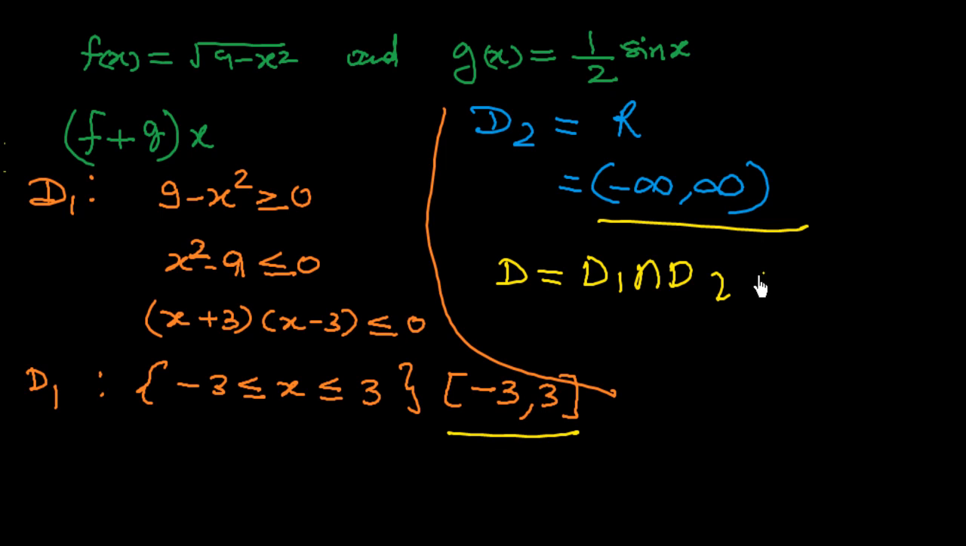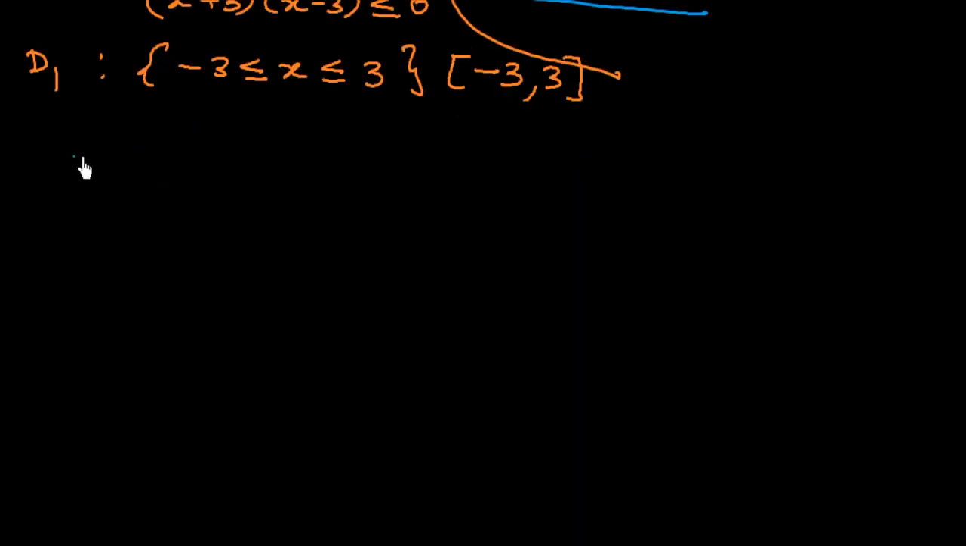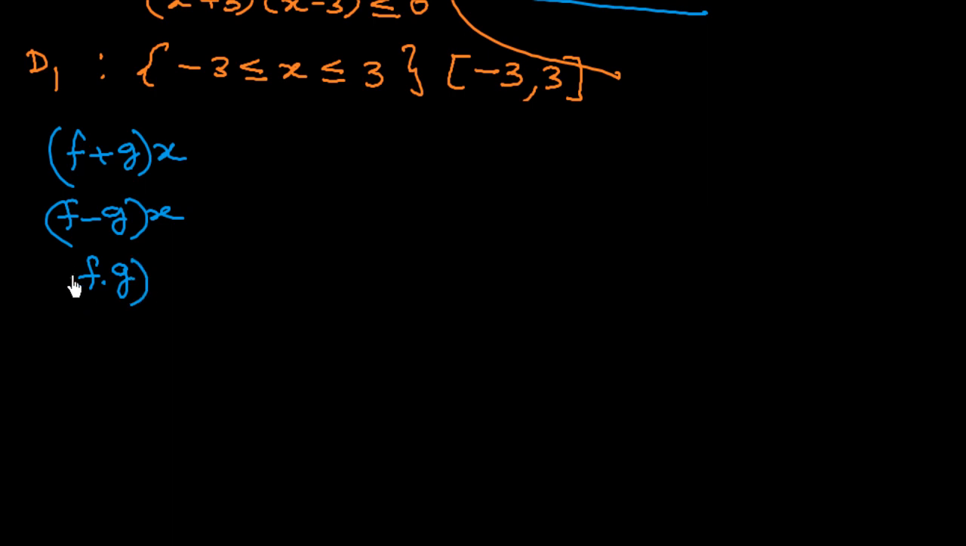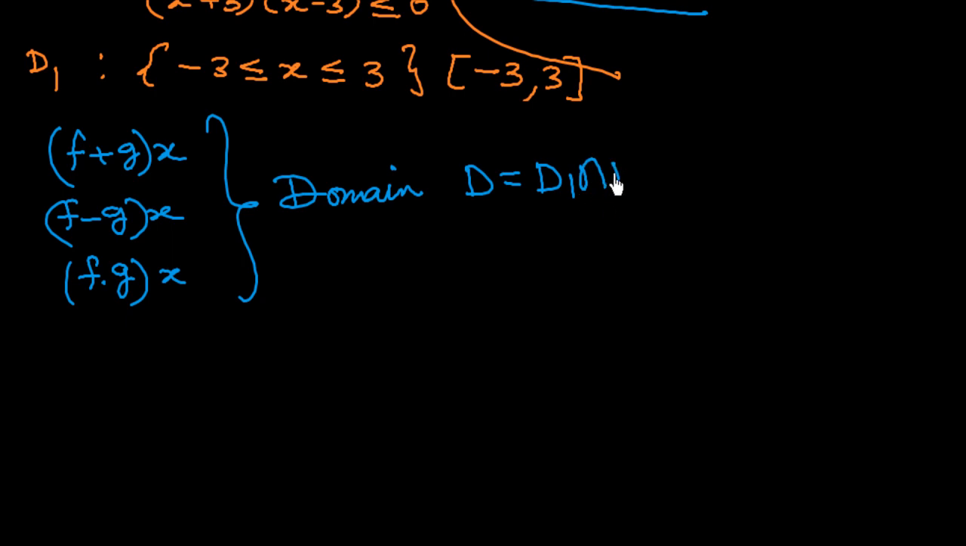So minus 3 to 3 is the D for both the combined functions. So this would be the domain for this sort of function. You know that the domain for f plus g of x, f minus g of x, and f into g of x is D, which is equal to D1 intersection D2.